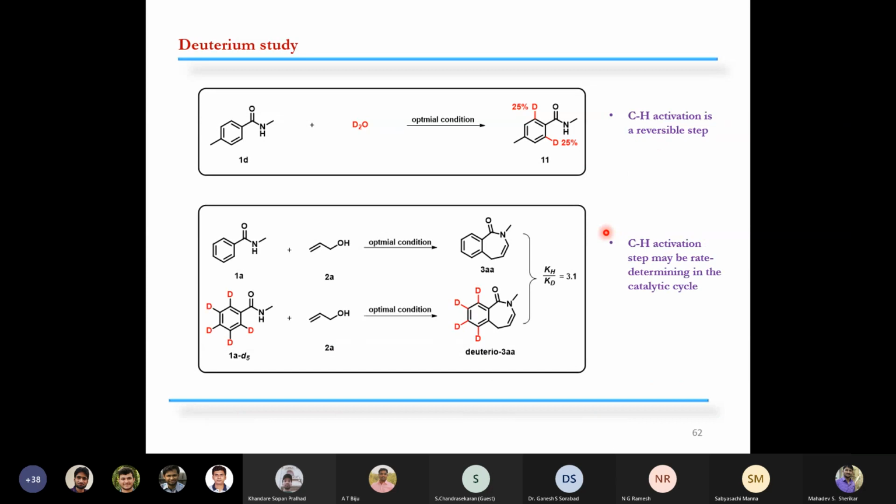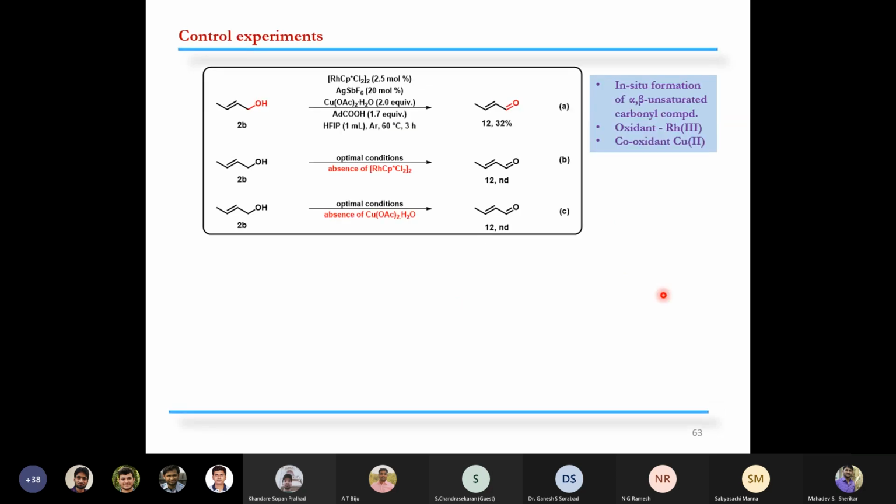Next, we calculated the KH by KD. As I told earlier, undeuterated benzamide and deuterated benzamide were employed in parallel with the allyl alcohol under optimal conditions. We found that the value of KH by KD was 3.1. So that means the CH activation step may be the rate determining step in the catalytic cycle.